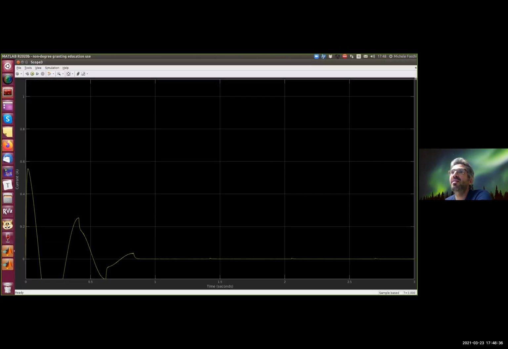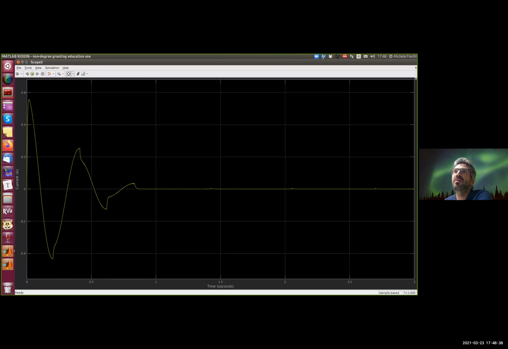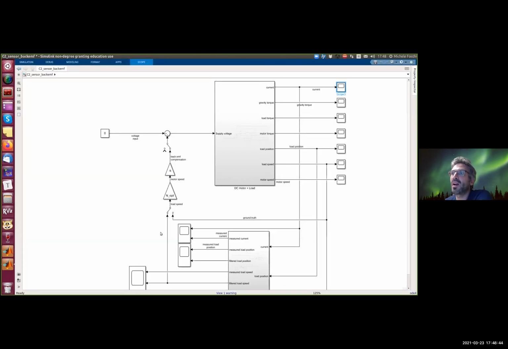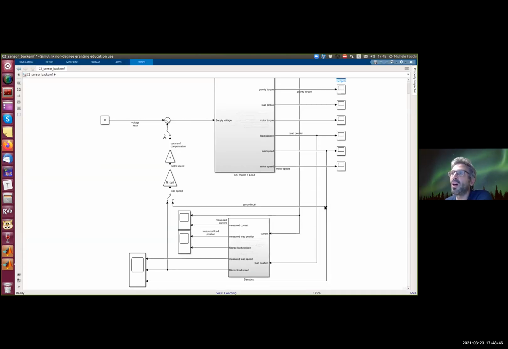And if you look at the current, it is small, but it's almost 0. Why is it not exactly 0? Because we are not doing a perfect cancellation. We are not doing a perfect cancellation because we are using the filtered load speed, which has a delay in the filter, which has quantization error.